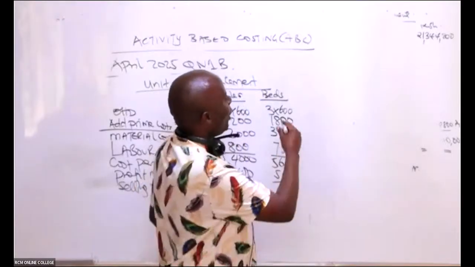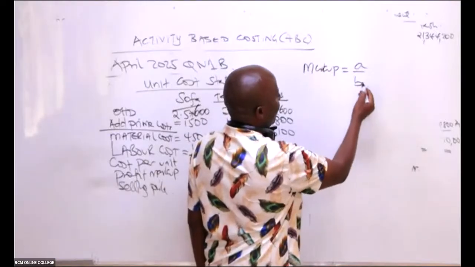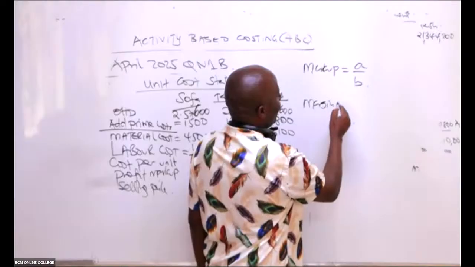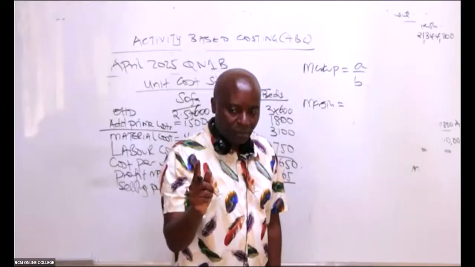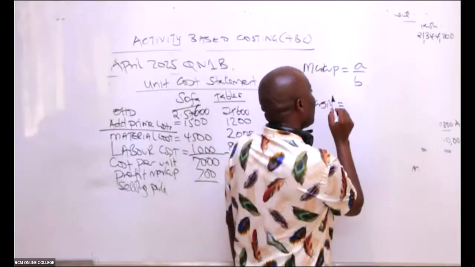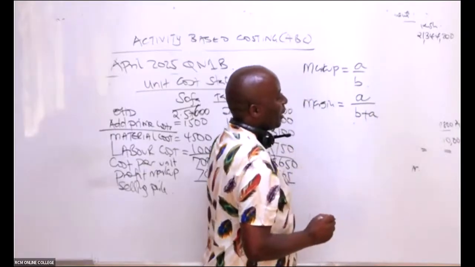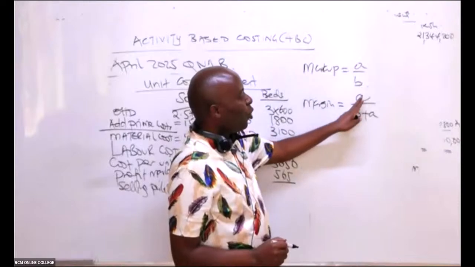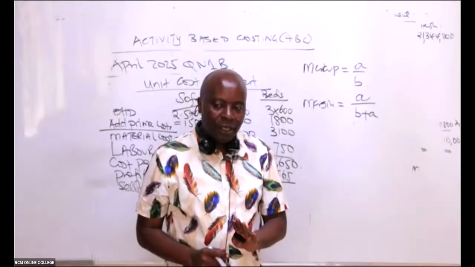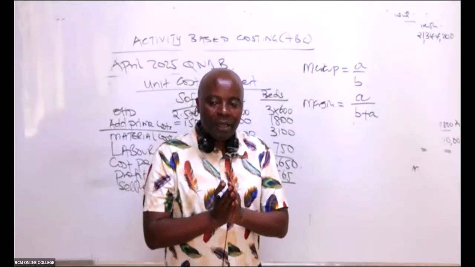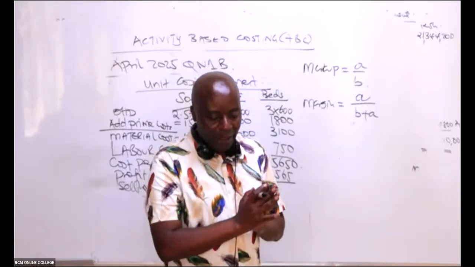Please listen. Whenever a markup is given as A over B, and you want to get margin, margin has a big base. So anytime you want to get margin, you should talk of A over B plus what here, somebody? A. The upper part will always be the same regardless of whether you're talking of markup or margin. But margin has always a bigger base.